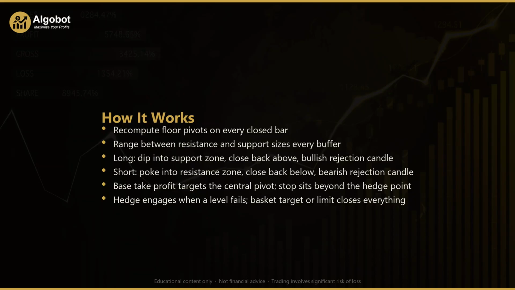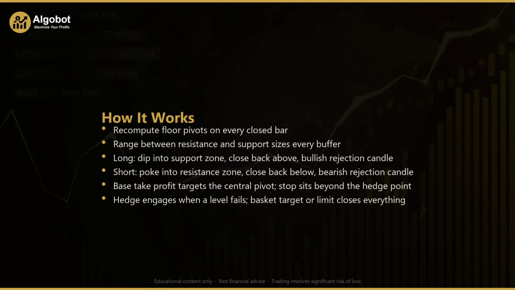For a long setup, three conditions must all be met. First, the just closed candle must dip into the support zone, meaning its low reaches at or below the support level plus a small tolerance. Second, that same candle must close back above support, showing the level held. Third, the candle must be a genuine bullish rejection. Its lower wick has to dominate its body by a chosen ratio. The lower wick must be larger than the upper wick, and the close must finish in the upper half of the candle's range. When all three line up, the strategy opens a buy.